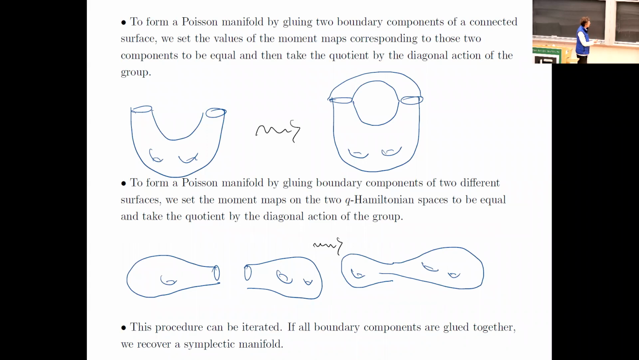And you can iterate this procedure, and if all boundary components are glued together, you recover ultimately a symplectic manifold. The moduli space becomes a symplectic space, no longer a Poisson space.